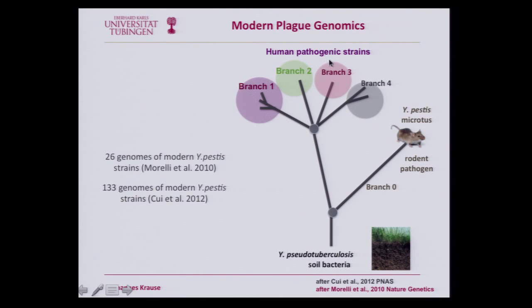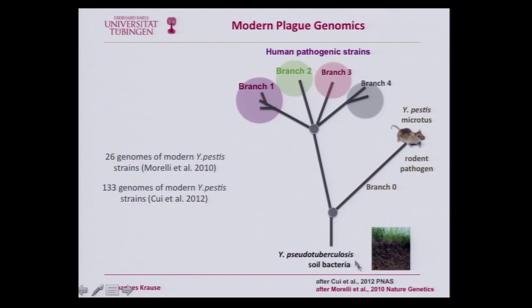that are human pathogenic strains, so strains that infect humans and have been shown to actually be infectious to humans. And we have one strain here, which is an outgroup called Yersinia pestis microtus, that has been shown to only affect rodents. It has actually been tested on people, so it didn't infect them, fortunately for them. And then there's basically an outgroup here, which is the closest non-Yersinia pestis relative, which is a soil bacterium called Yersinia pseudotuberculosis.